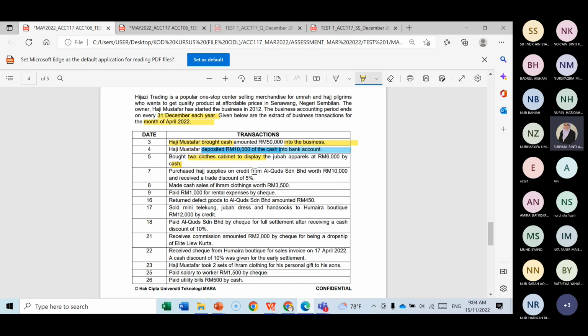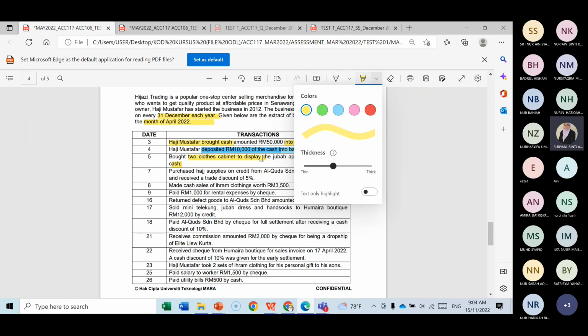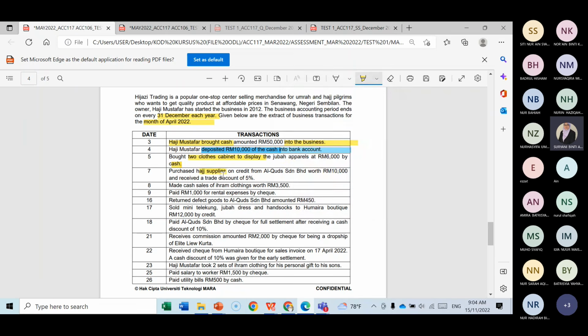Okay, next, 7th of April. Purchase Hajj supplies on credit from Al-Quds. Okay, you made another purchase, but this time on credit. You purchase on credit from Al-Quds worth 10,000, and then you receive a trade discount of 5%. Remember in our Chapter 4, we have discussed the difference between the trade and the cash discount, where the trade discount is not to be recorded in the business book.